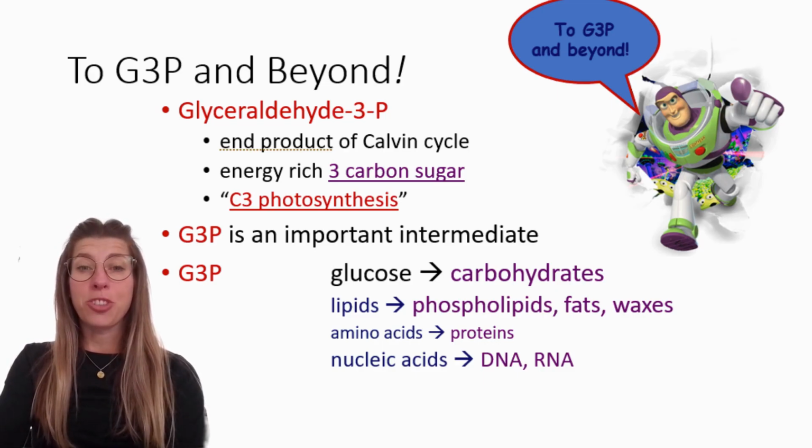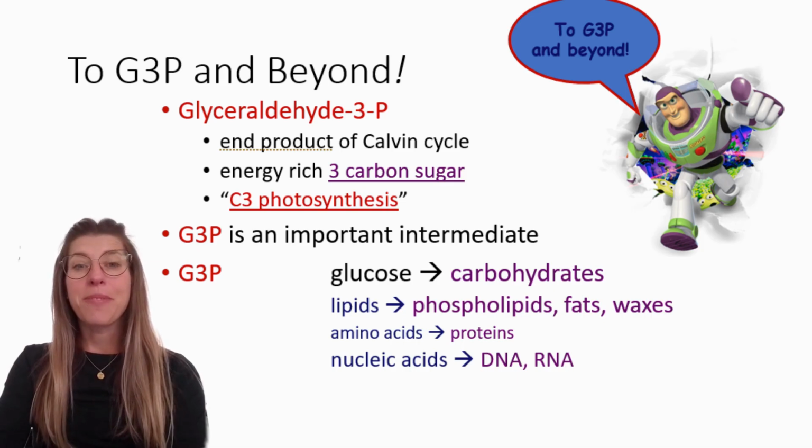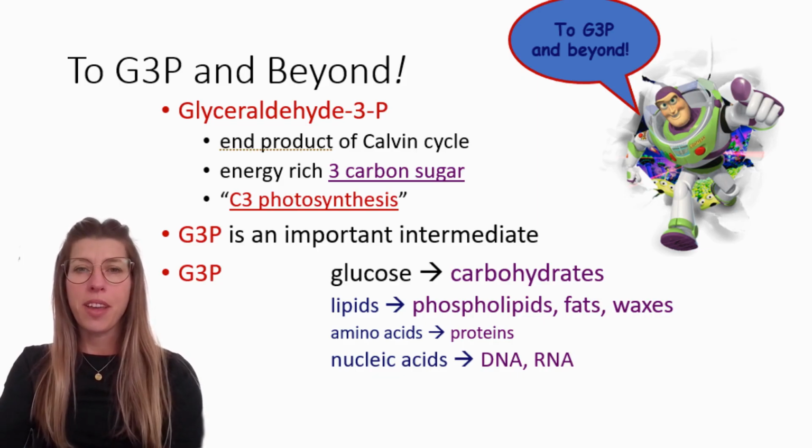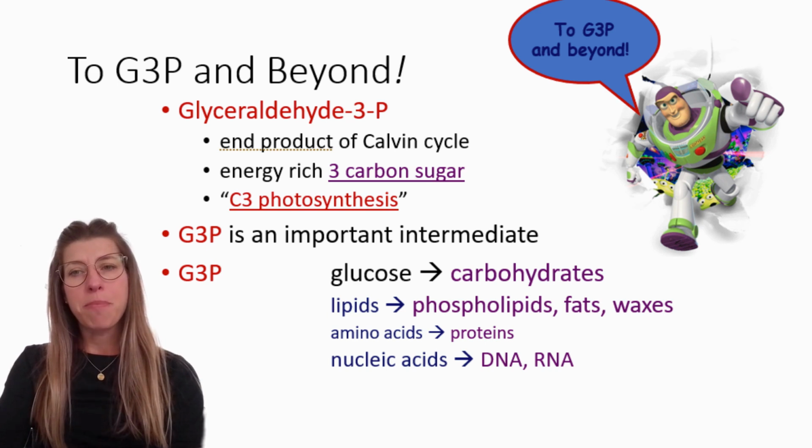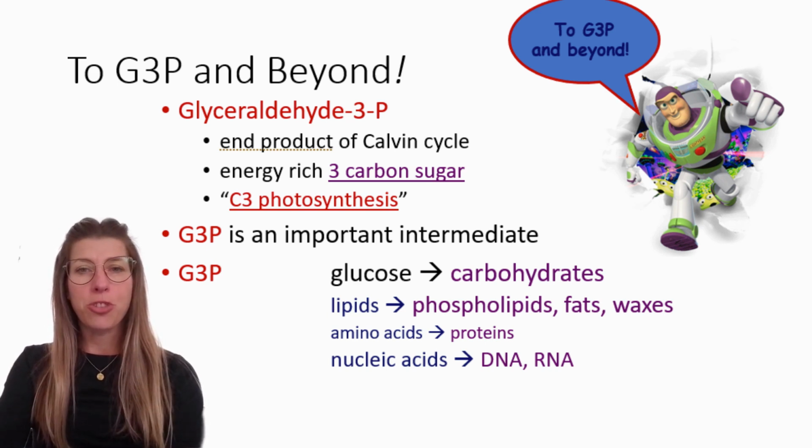It's an energy-rich 3-carbon sugar. Okay, you can see that it was reduced, and through reduction, it gains more energy because it creates more bonds. Okay, and because it's a 3-carbon sugar, sometimes you may see this being called C3 photosynthesis, because it's actually synthesizing the 3-carbon sugar that eventually bonds together to form larger compounds. G3P is a very important intermediate. We have a whole page about G3P right now, so that tells you the importance of it.